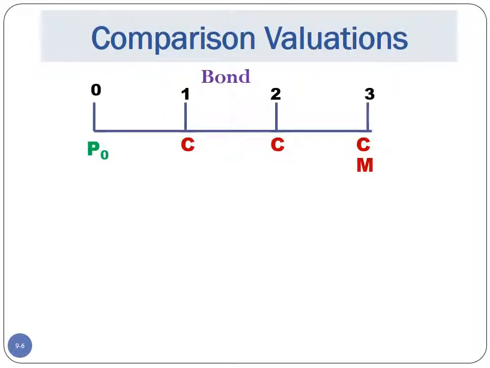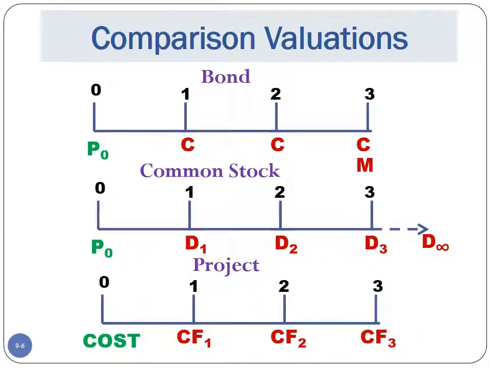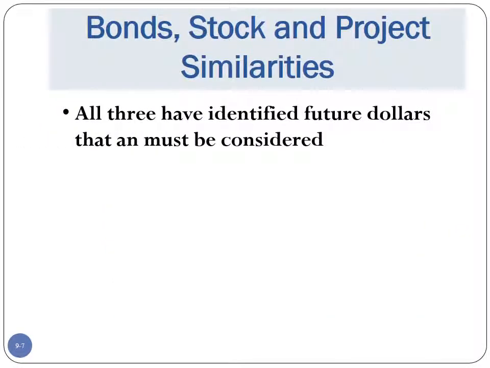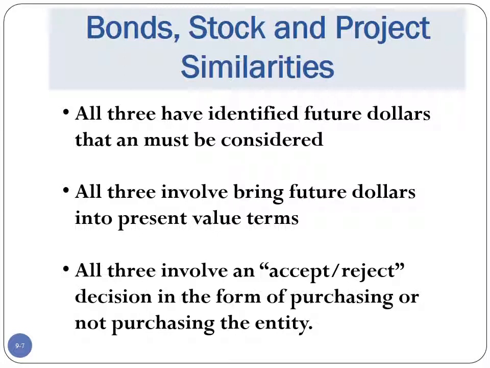When we look at some timelines around different forms of financial instruments, for example, a bond, a common stock, and a project, you see that the bond has coupons, which are an annuity, cash flows. You see common stock pays dividends on into infinity as long as you own the stock. And a project has initial costs and then cash flows. All 3 of these have identified future dollars that must be considered. All 3 involve bringing future dollars into present value terms. And all 3 involve an accept-reject decision in the form of purchasing or not purchasing the entity.